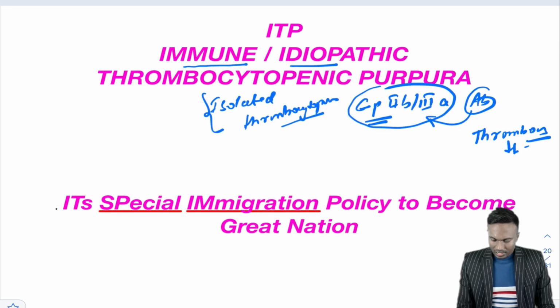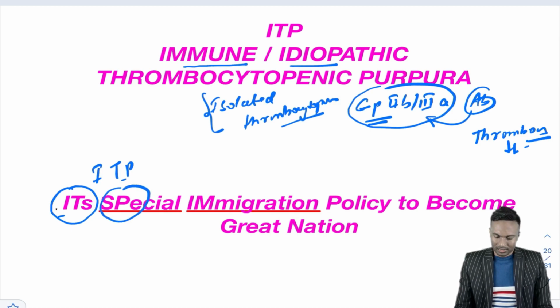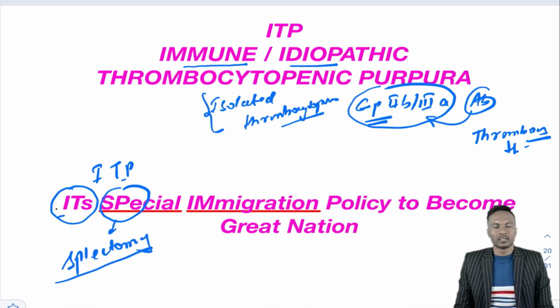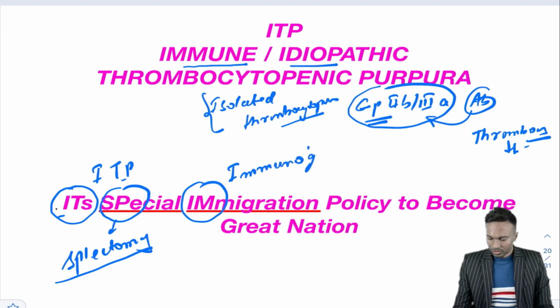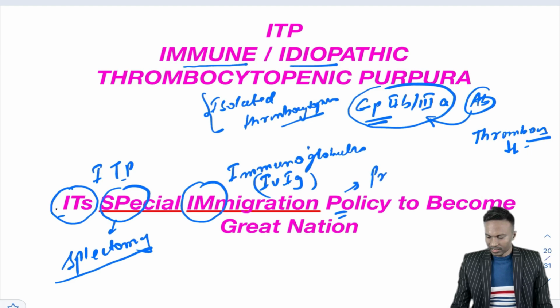What is the mnemonic? The mnemonic is: special immigration policy to become great nation. Right? Some country might be following it. It means ITP. Special means treatment part is here: splenectomy. Splenectomy will help. Immigration means treatment will be also by immunoglobulins. You need to give intravenous immunoglobulin, IVIG. Prednisolone again can be given.